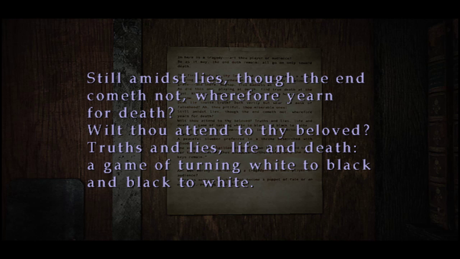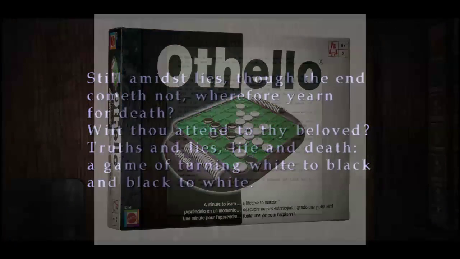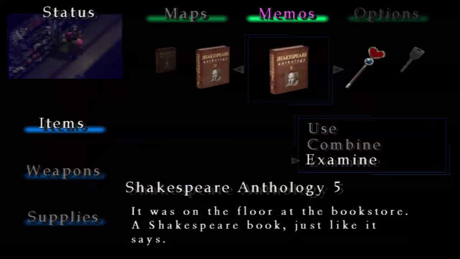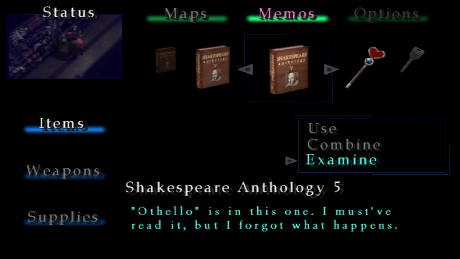This one, if you think about it a little bit, kind of makes more sense. If you've ever heard of the classic board game Othello, you know that this, based on how the game is played, turning white to black and black to white, refers to Othello, which is in Anthology 5, which is what the board game is named after.